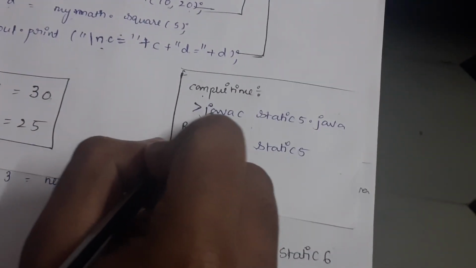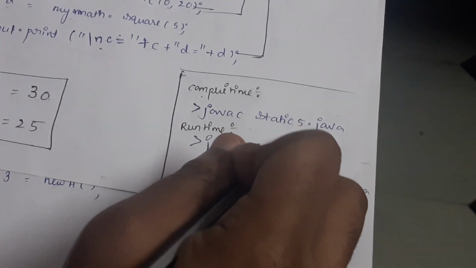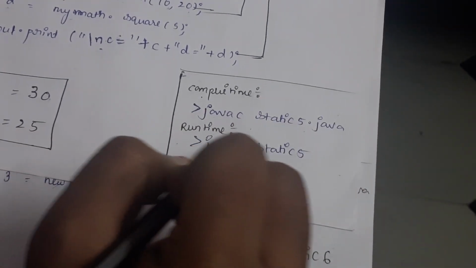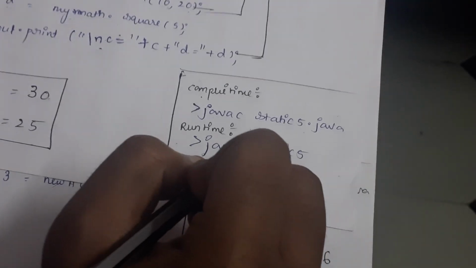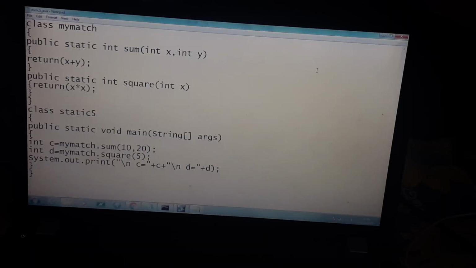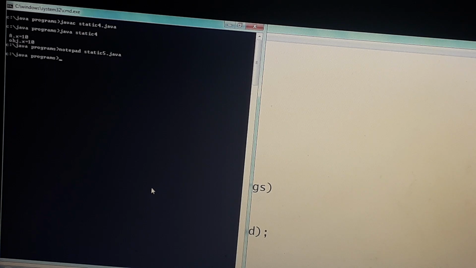At compile time, javac Static5.java, and at runtime, java Static5. Just glance at the program that I explained in the above session. Just note down all the code, and if you require, observe all the steps in detail, right? Now I'll show you how to compile and run the program in the command prompt.